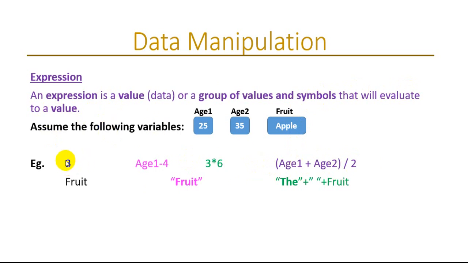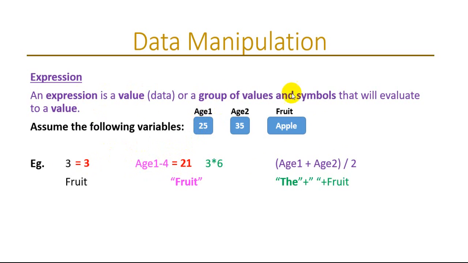So let's take a look at 3. 3 is actually 3. It evaluates to 3. So this can also be called an expression if you want to. 3 is an expression. Now age 1 minus 4. Age 1 is a variable, right? Double quotes are not there, so it's a numeric variable. We are referring to this, which means 25. So 25 minus 4 is 21. So this expression evaluates to 21.